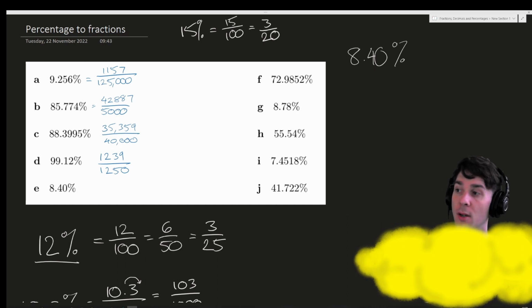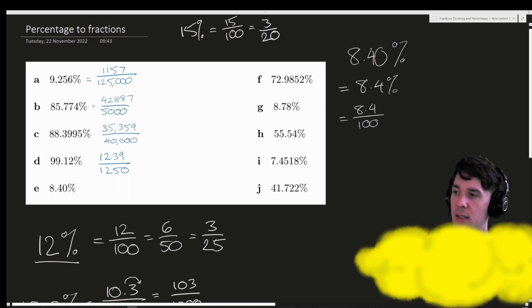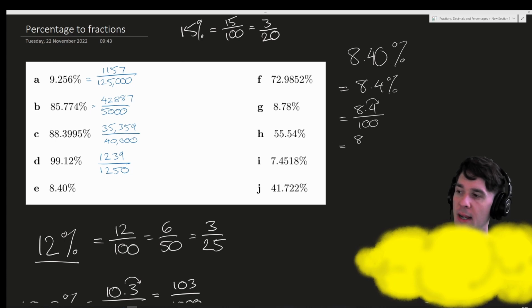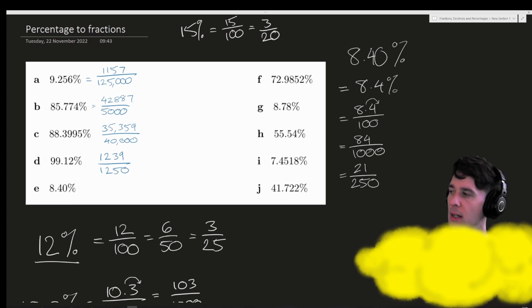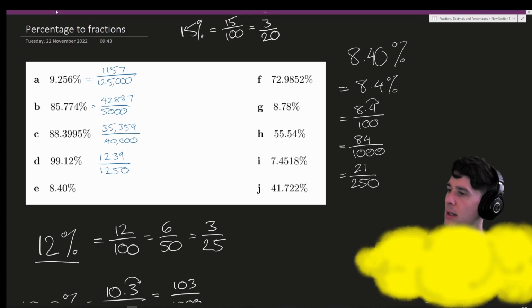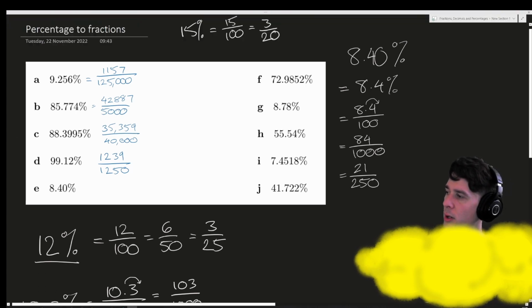8.40% can be written a little bit more simply as 8.4%, which means it will be 8.4 over 100. To turn this numerator into a whole number, we can just multiply by 10, which means we will get 84 over 1,000. And then we can simplify by dividing by, we could do 2, but in this case, I think 4 will be better. If we divide 84 by 4, we get 21. And if we divide 1,000 by 4, we get 250. And so we get that 8.4% is equal to 21/250.